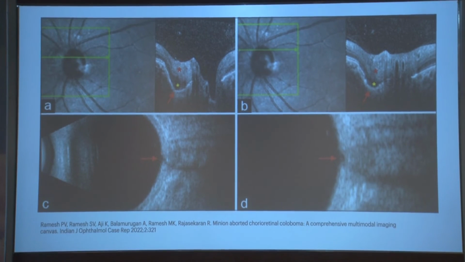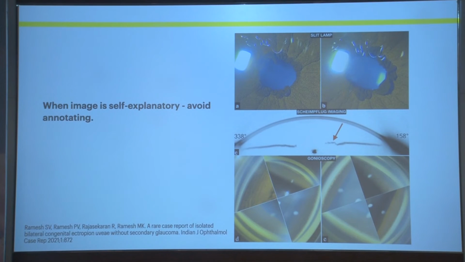Make sure you stick to the minimum number of annotations. And if annotations are not needed, do not unnecessarily use them. For this image, the only place where I needed the annotation was in the Sheen-Fleck image to show this ectropion tissue. Otherwise, every other image was self-explanatory.